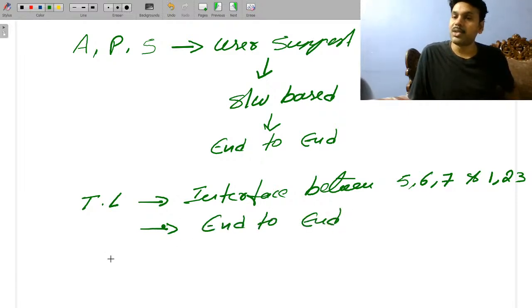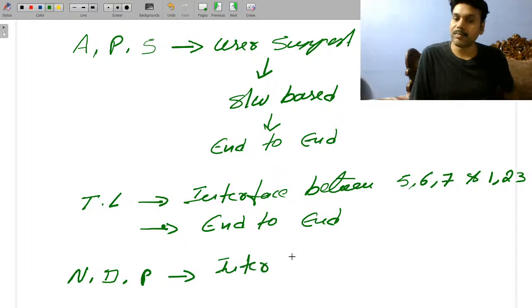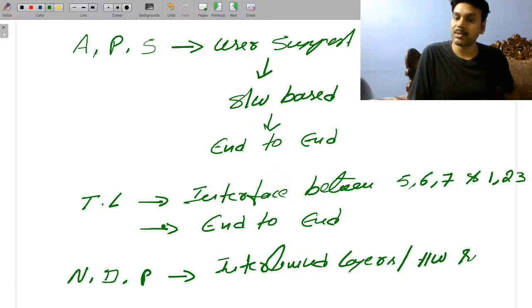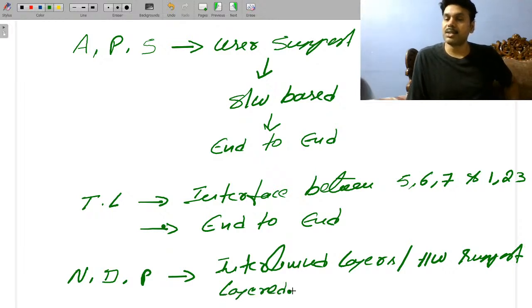Now friends, the last very important crucial part is the last three layers, that is network, data link and physical layer. We call them interlinked layers. They are called interlinked layers. Also they are called hardware support layers. So in most cases we are facing a problem with the last three bottom layers only, because layers behave in a different way whenever you attach these backbone devices.